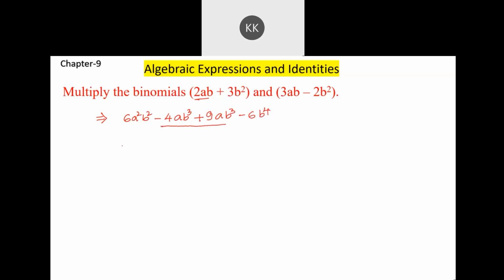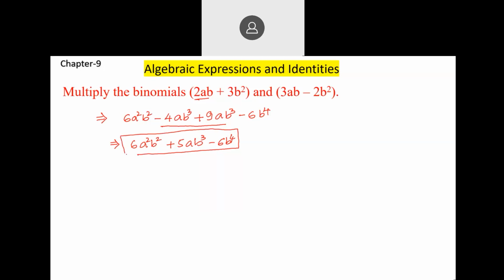Here these two are the like terms. When we add them, we get 6a square b square plus 5ab cube minus 6b to the power 4. This is the final answer. Yes, sir.